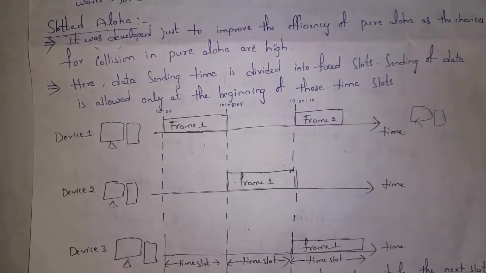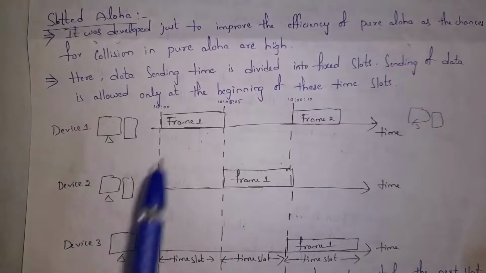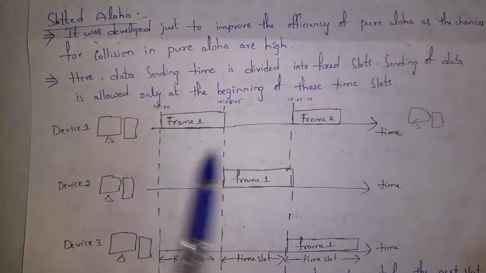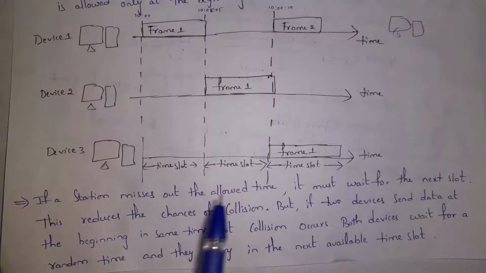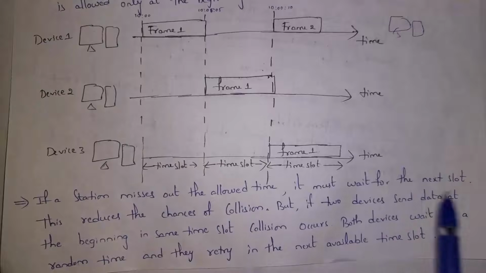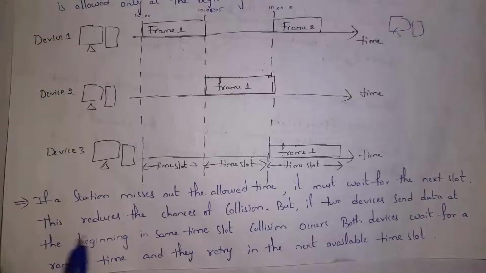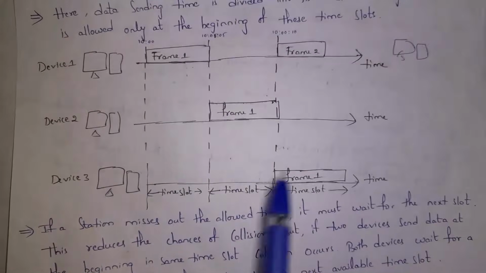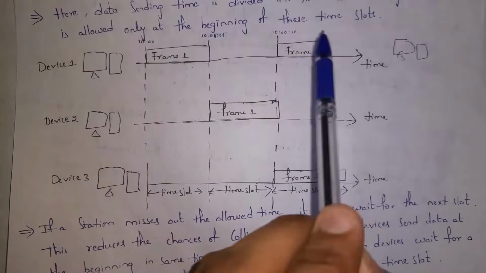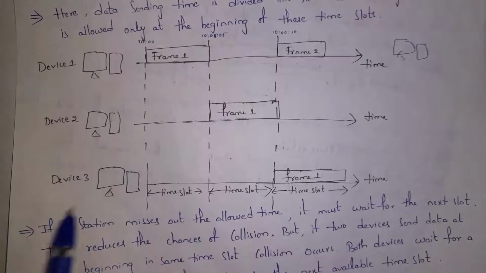But when compared to pure ALOHA, collision chances are very less because data will be transferred only at the beginning of a time slot. If a computer misses its allotted time, it must wait for the next time slot. This reduces the chances of collision. But if two devices send data at the beginning of the time slot, again collision will occur. So again two devices need to wait for a random time and resend data at the next available time slots. This computer will send data at one time slot and similarly this computer will send data at another time slot.